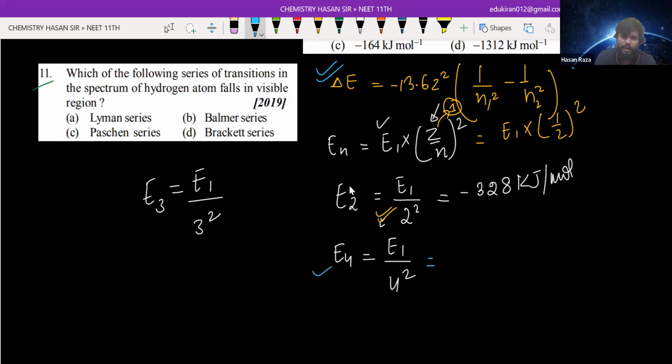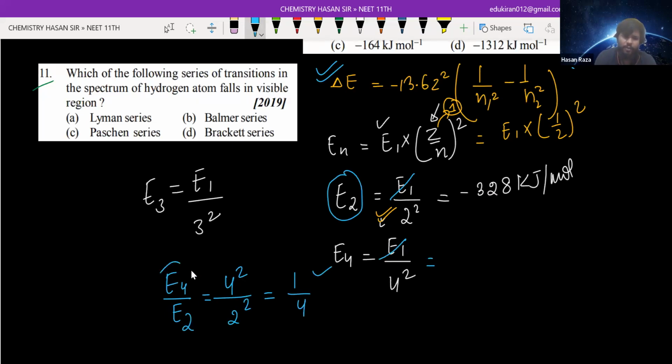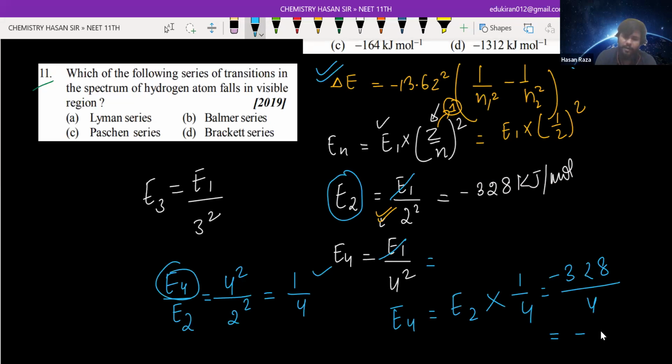Now you know that E2 is given as 328 kilojoule per mole. So what we need to do is take the ratio E4 upon E2. E1 cancels, and this will be 4 square upon 2 square. That means we can write 1 upon 4, yes or no? We need to calculate E4, so E4 will be equal to E2 into 1 by 4. E2 is given as negative 328, divided by 4: negative 82 kilojoule per mole. Let me know if you still didn't get it. So the answer will be B.